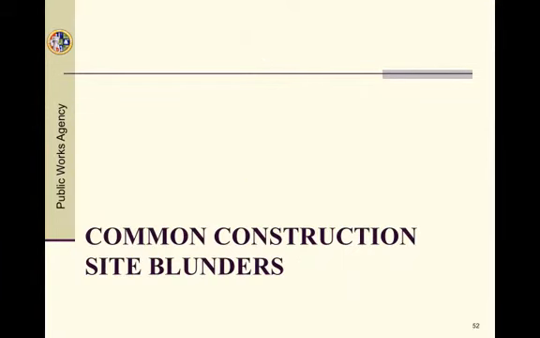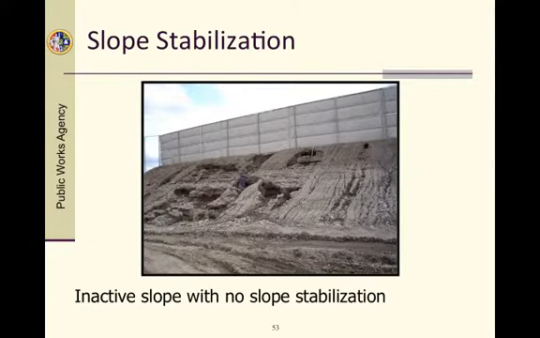Here are some common construction site blunders we'll go through, and these will show you a bad scenario and then a good scenario, so you get an idea of what you can look at on construction sites and what's good practice and what's poor practice. This is an inactive slope with no slope stabilization.